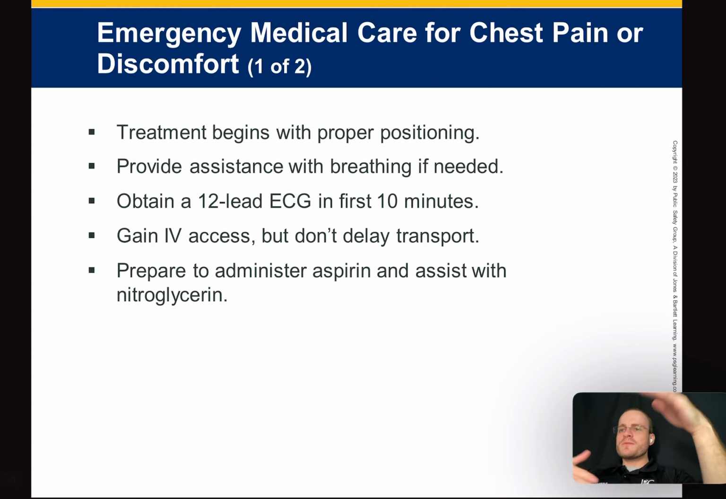Now, the emergency medical care for chest pain or discomfort, okay? Treatment begins when we get there, right? Properly positioning the patient. Again, don't let this patient lay flat. They're not going to let you lay flat if they're conscious, okay? Provide assistance with breathing as needed. Okay, cool. It's at the top of the list. Circulation, airway, breathing, right? Obtaining a 12 lead EKG in the first 10 minutes.